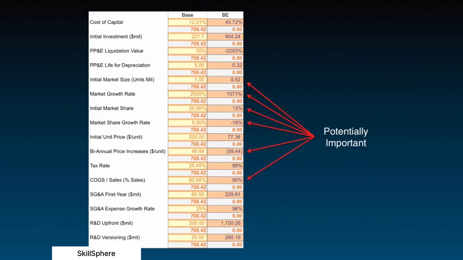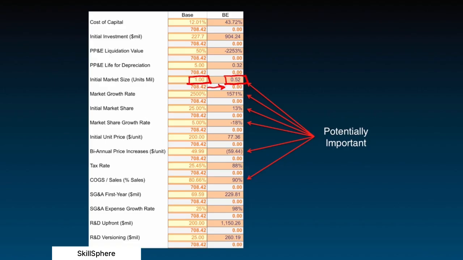This is in contrast to some of the parameters for which there doesn't seem to be quite as much margin for error. If I look at my initial market size, I'm looking at an initial market size of 1 million units. But if there's not a lot of enthusiasm, say only a little over half a million, this project becomes NPV negative. Again, holding all other parameters constant.